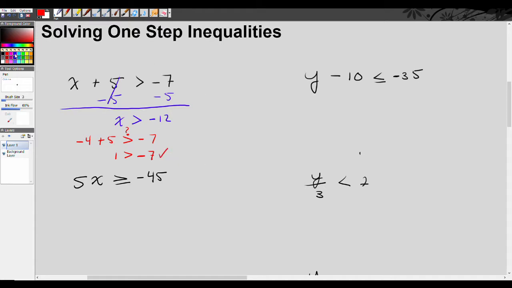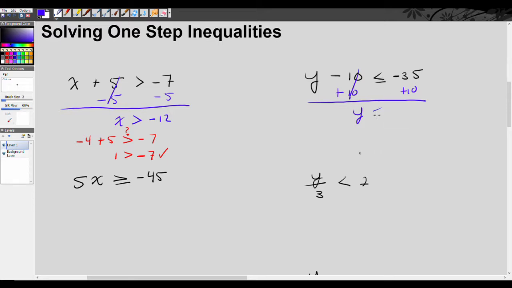Let's take a look at our next example. y minus 10 is less than or equal to negative 35. So in order to isolate y, I need to eliminate this negative 10. How am I going to do that? By addition. So I'm going to add a 10 to both sides. These cancel out, leaving me with y on the left-hand side.